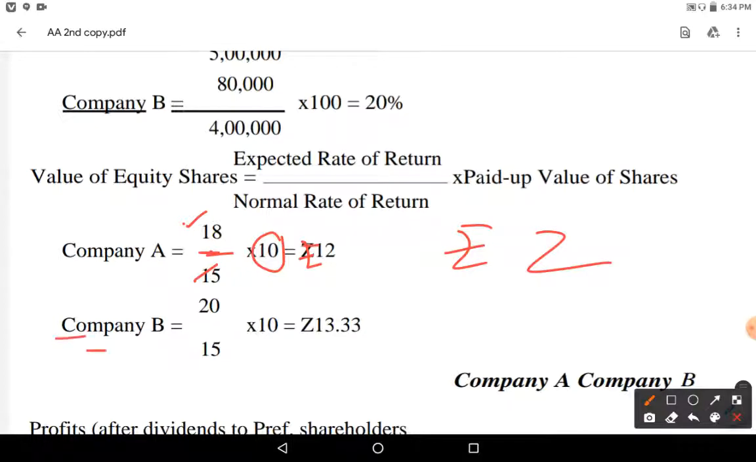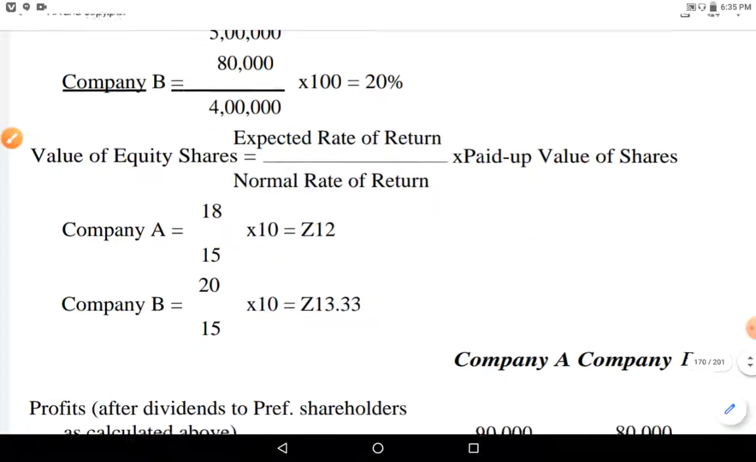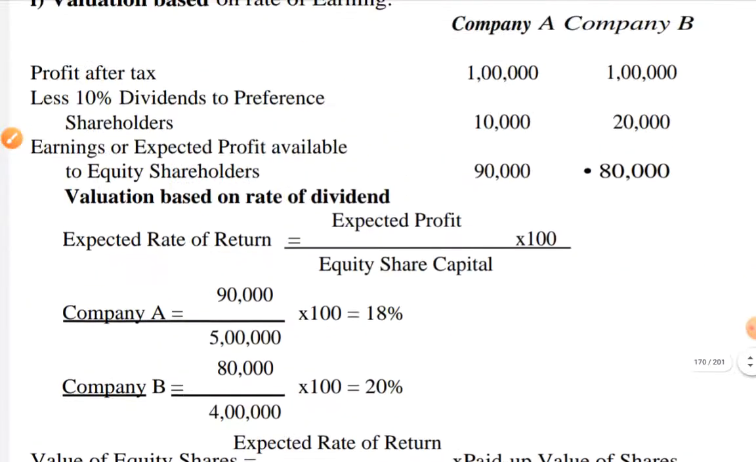Okay. Company B: 20% ERR, 15% NRR, paid up value 10 rupees. So it has become 13.33. This is based on earning capacity. Next, our question was based on dividends.